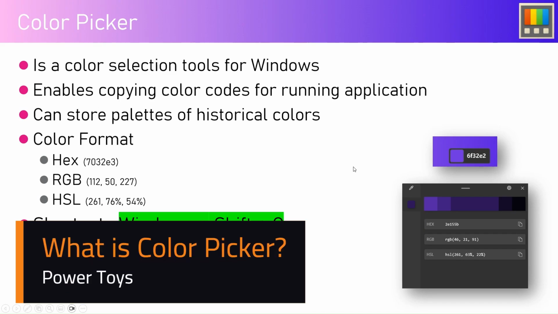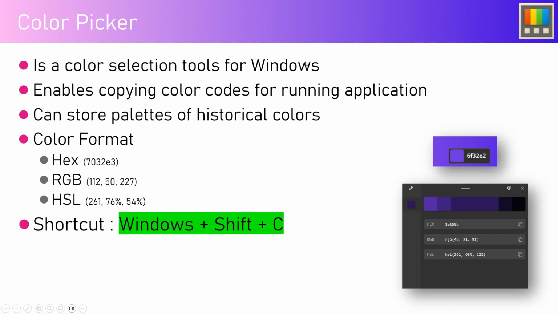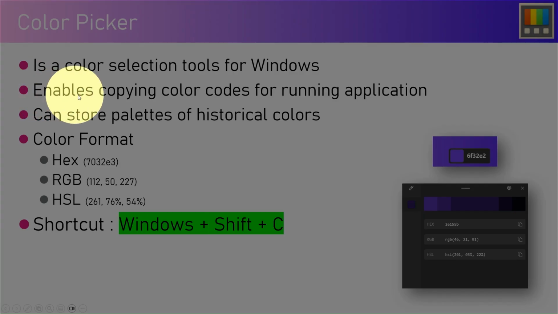In this video, I'm going to talk about one of the applications within PowerToys called Color Picker. Color Picker is basically a color selection tool for Windows. You can pick any color from the screen and then store it for later retrieval. It enables copying color codes from a running application.